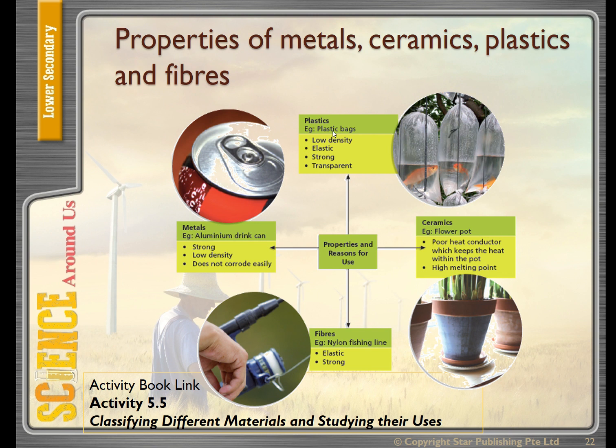So for plastic, plastics are actually very useful. We use them very commonly. We use plastic bags because plastic has very low density, it's very light, very elastic, and very strong. Then for ceramic flower pots, we use ceramic because it has a very high melting point, and it is also a very poor heat conductor, which will help to keep the heat within the pot.